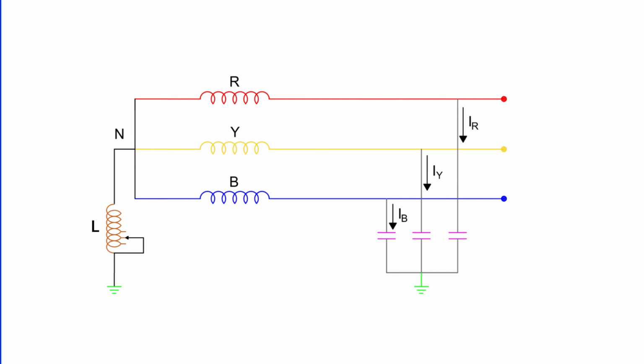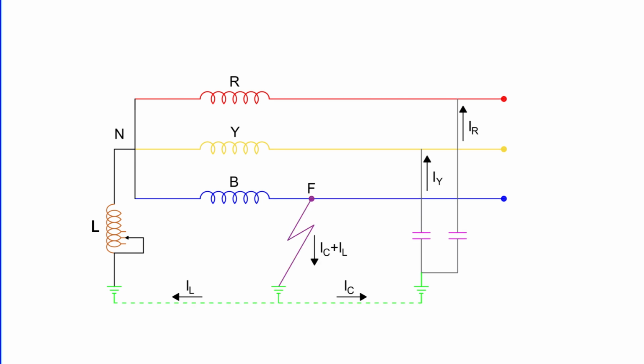Imagine a three-phase system employing Peterson coil grounding. Suppose a line-to-ground fault occurs in line B at point F. The fault current IL and the capacitive currents IR and IY will flow as shown. Here, IL flows through the Peterson coil to the neutral and back through the fault. The total capacitive current IC is the phasor sum of IR and IY. The voltage of the faulty phase is applied across the Peterson coil, so the fault current IL lags the faulty phase voltage by 90 degrees.